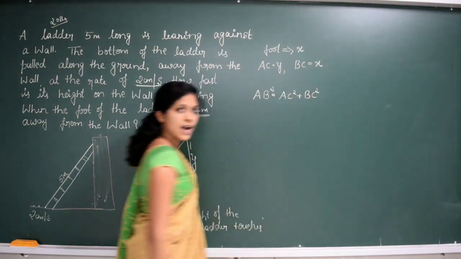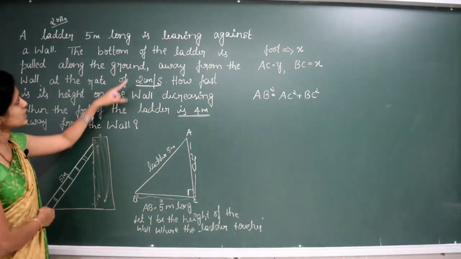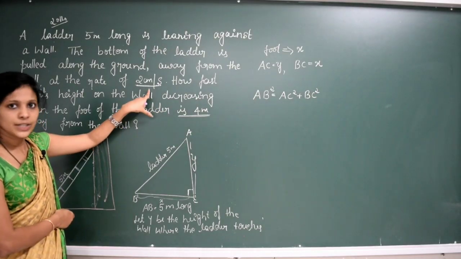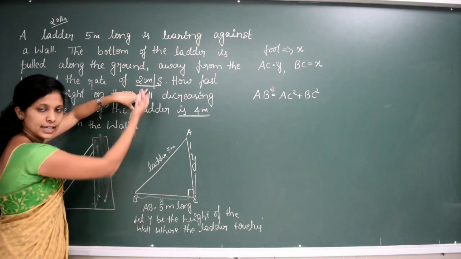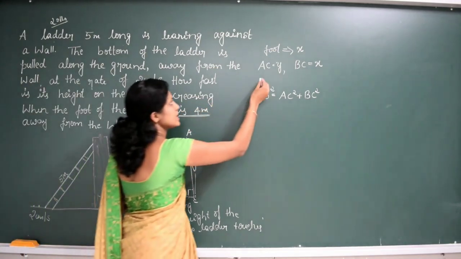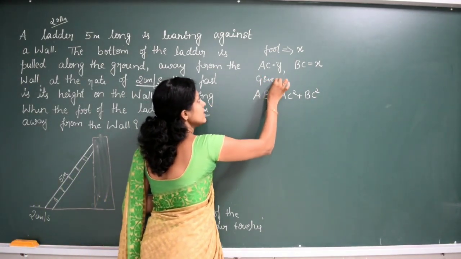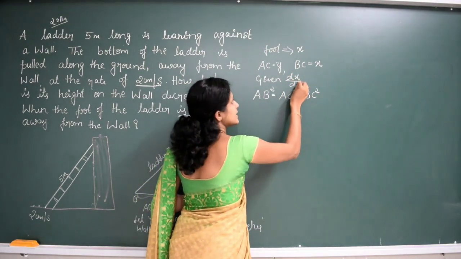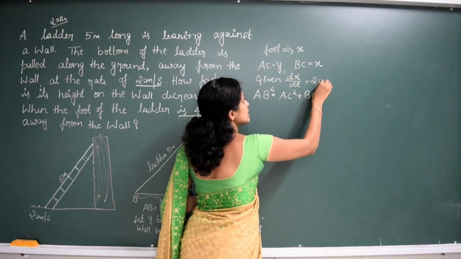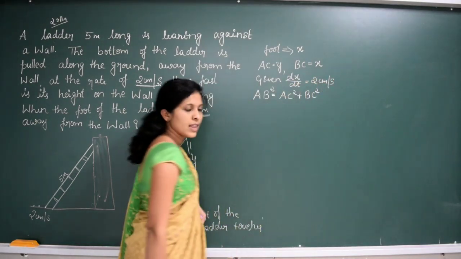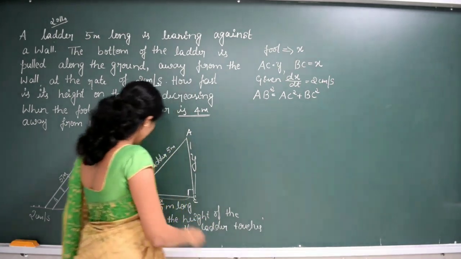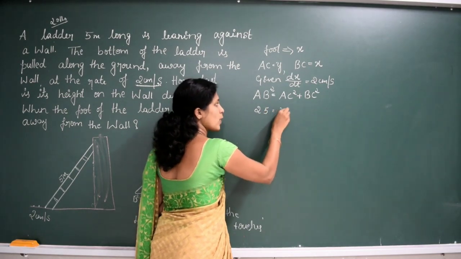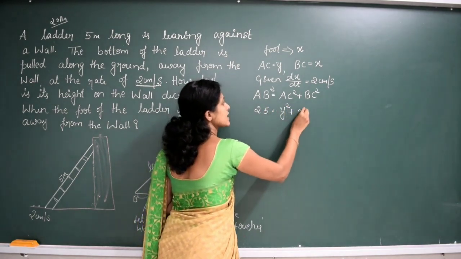Is it clear? And one more thing is given: the rate of change of the foot away from the wall is 2 centimeter per second, right? So the rate of change of this foot is given, that is 2 centimeter per second. What is given? Given that dx by dt is equal to 2 centimeter per second. Now I will substitute this. The length of AB is 5, so square will be 25. AC is y square plus BC is x square.